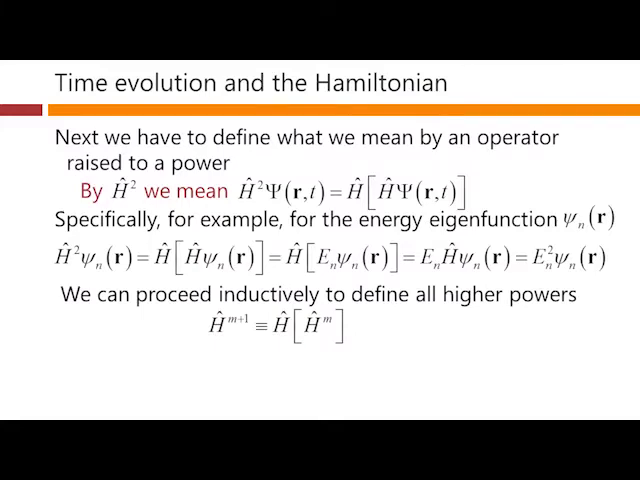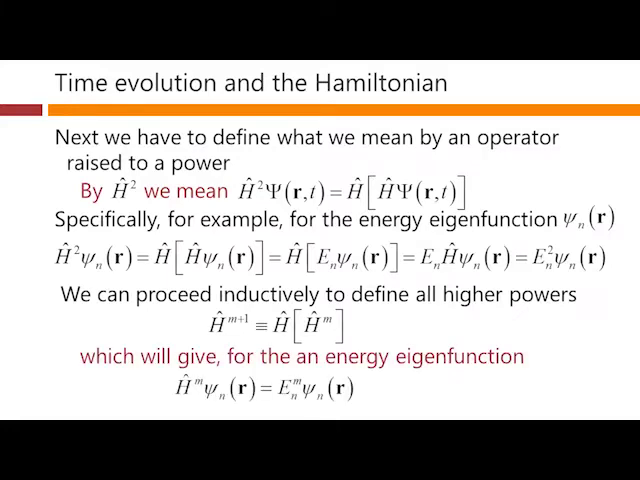And we can proceed in the inductive fashion to define all the higher powers, that the m plus 1th power of H is H operating on the result of H to the m operating on the function of interest. So it seems kind of obvious, but we have to be rather careful to define what we mean by this notation, and this is what we mean by it. And so, for example, H to the power m operating on an energy eigenfunction will give us the energy eigenvalue E n to the power m times that same function.